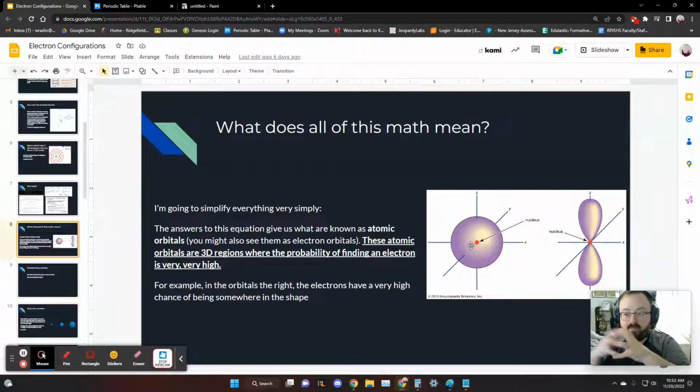This is not like a hard sphere that the electron has to stay in. It's just a heat map where you are very statistically likely to find the electron at any given moment in time.